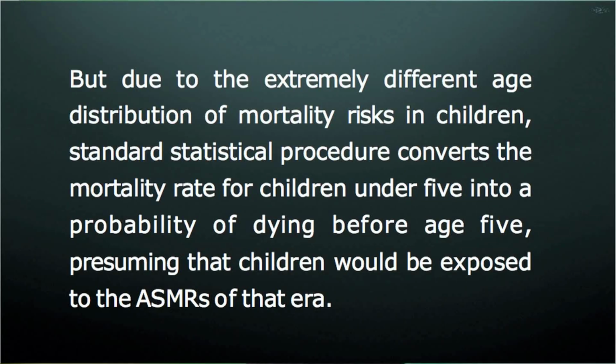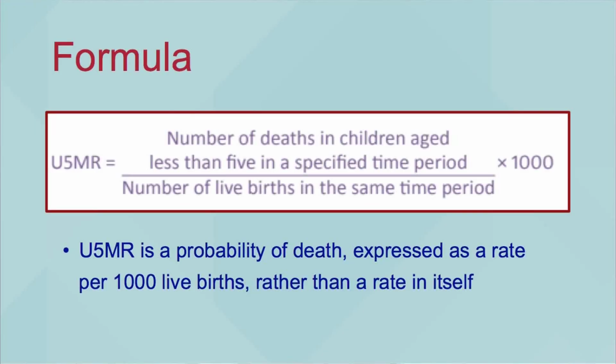But due to the extremely different age distribution of mortality risks in children, the standard statistical procedure converts the mortality rate for children under 5 into a probability of dying before the age of 5, presuming that the children would be exposed to the age-specific mortality rates of that particular area. As you can see on your screen, the under 5 mortality rate can be calculated by the ratio of the number of deaths in children aged less than 5 in a specified time period over the number of live births in the same time period, which is of course multiplied by 1000 because it is calculated per 1000 live births in that particular time period.